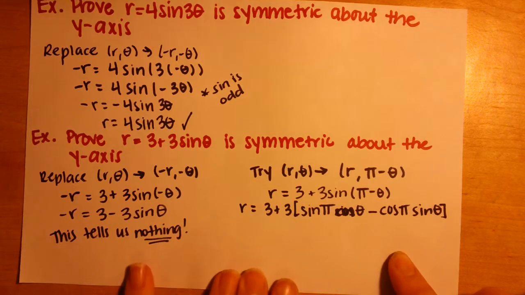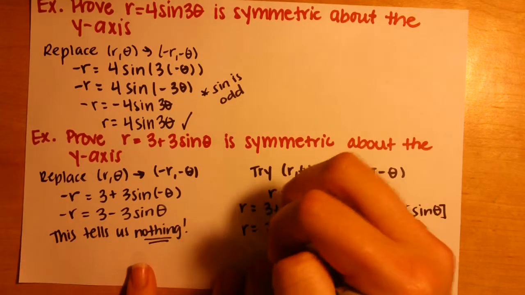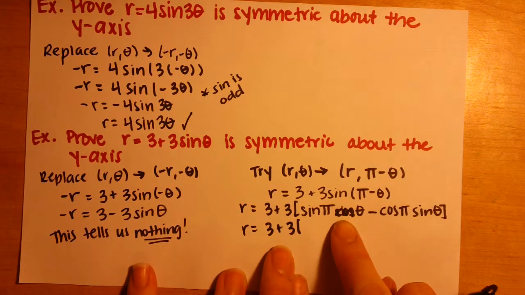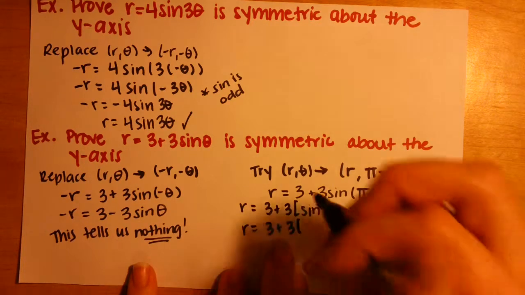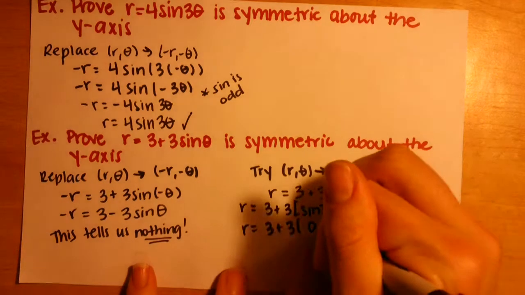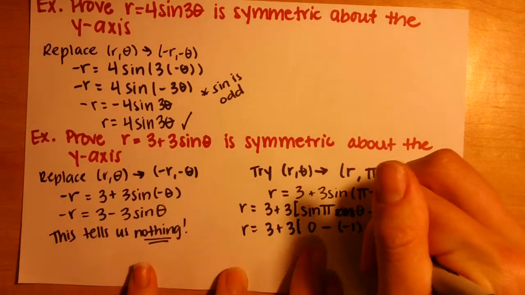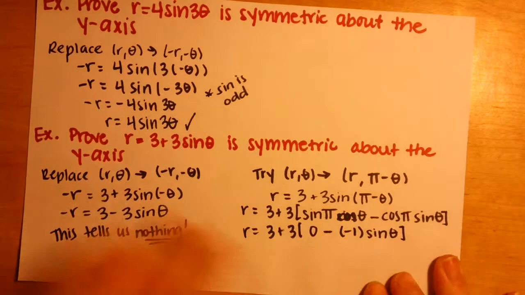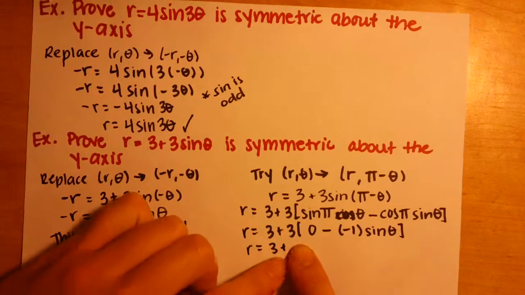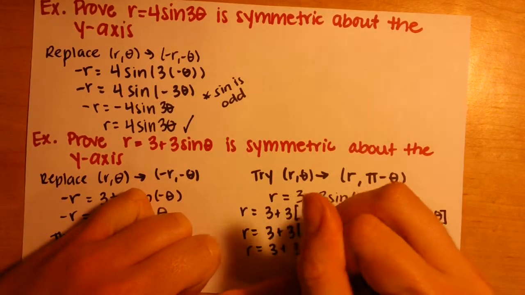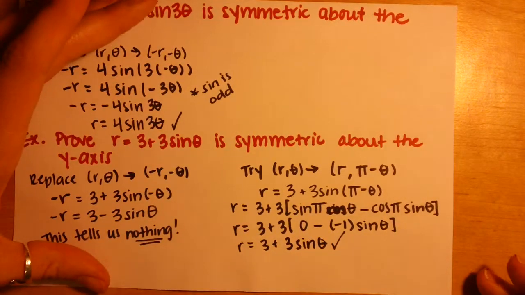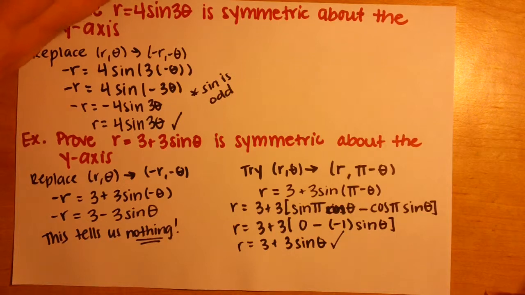cosine of pi, sine of theta. Okay. Now from here, we have r equals 3 plus 3 times sine of pi, cosine of theta. Sine of pi is 0, so this becomes 0. Minus cosine of pi, sine of theta. Cosine of pi is negative 1, so we have minus negative 1 times sine of theta. Simplifying, this gives us r equals 3 plus 3 sine theta, which is indeed what we started with. So this is in fact symmetric about the y-axis.